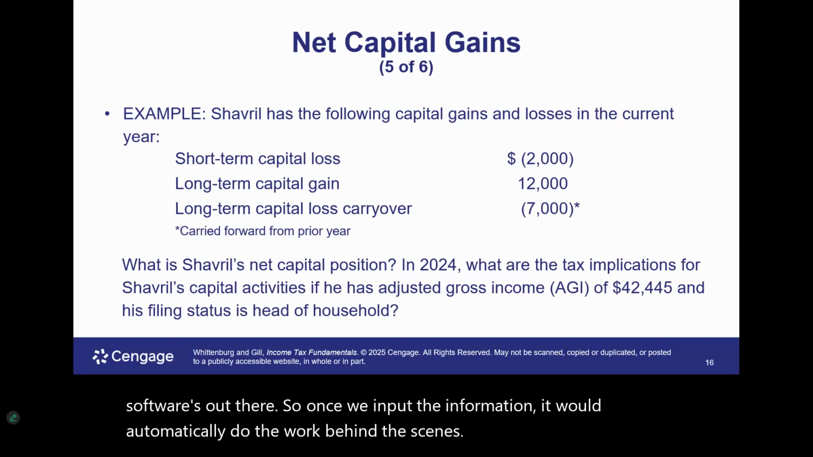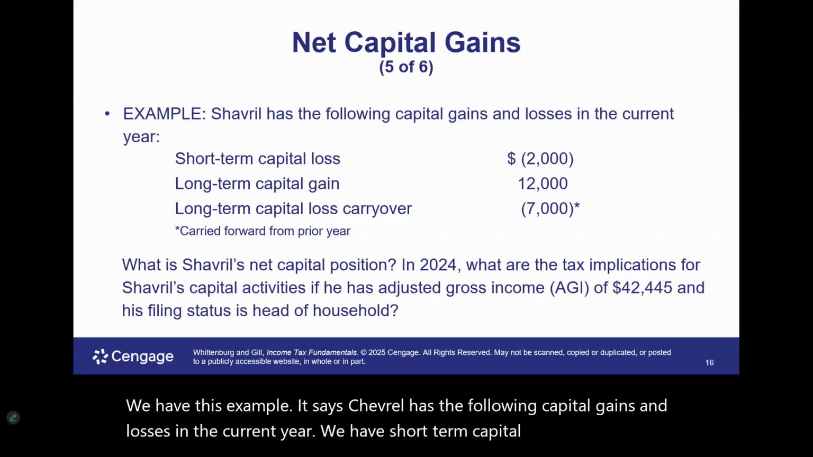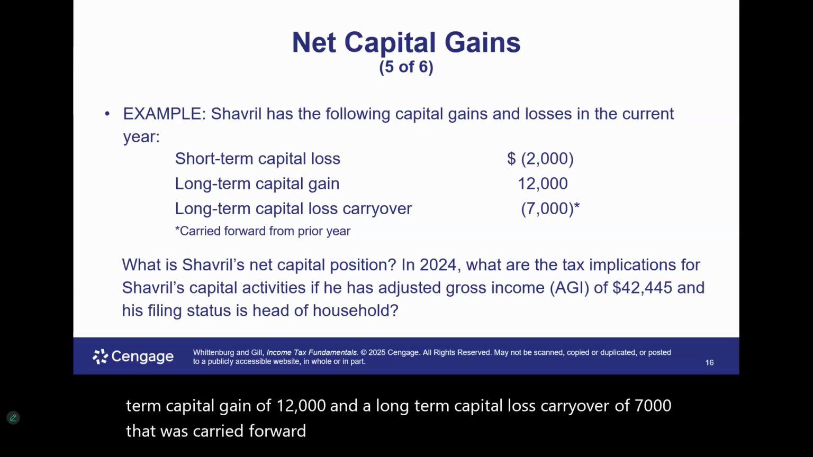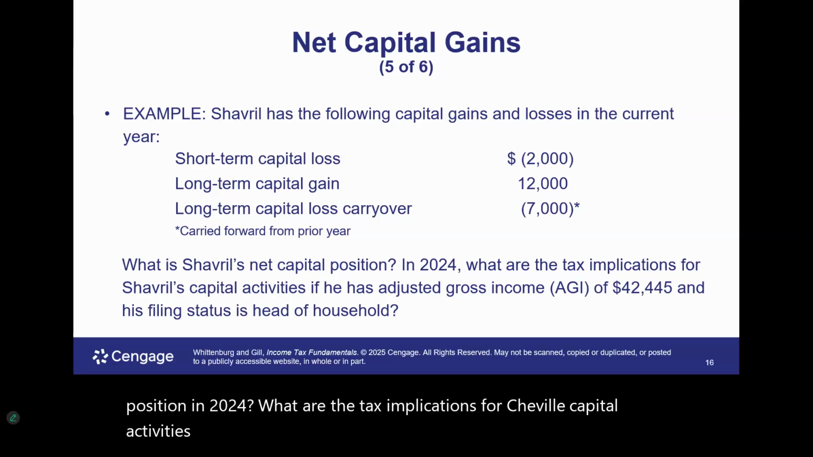We have this example. It says Chevril has the following capital gains and losses in the current year. We have a short-term capital loss of $2,000, a long-term capital gain of $12,000, and a long-term capital loss carryover of $7,000 that was carried forward from a prior year. What is Chevril's net capital position in 2024? What are the tax implications for Chevril's capital activities if he has adjusted gross income of $42,445 and his filing status is head of household?